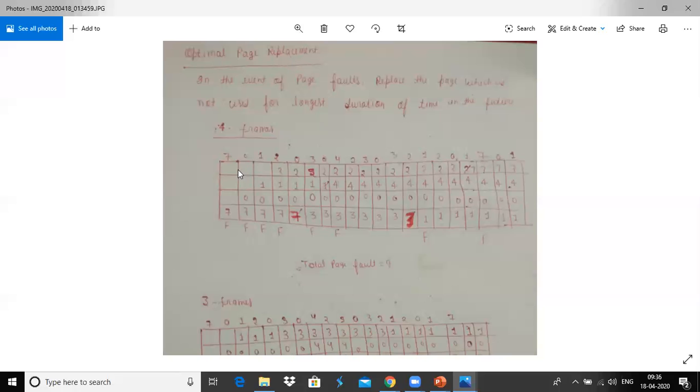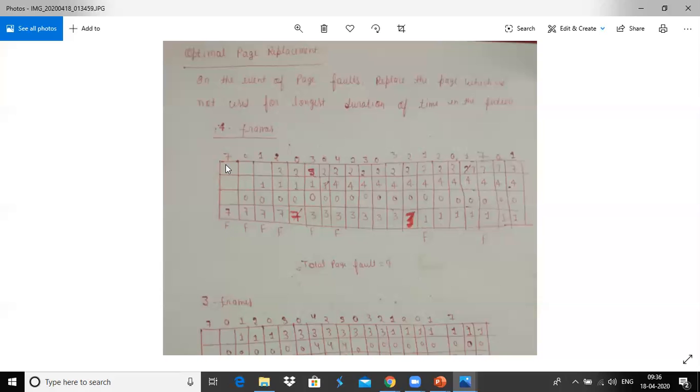So take one example. This is the reference string 7 0 1 2 0 3 0 4 2 3 0 3 2 1 2 0 1 7 0 1. Initially the number of frames available is 4. The first request is for memory reference 7, but previously it was not in the frames. That's why one page fault for page number 7.